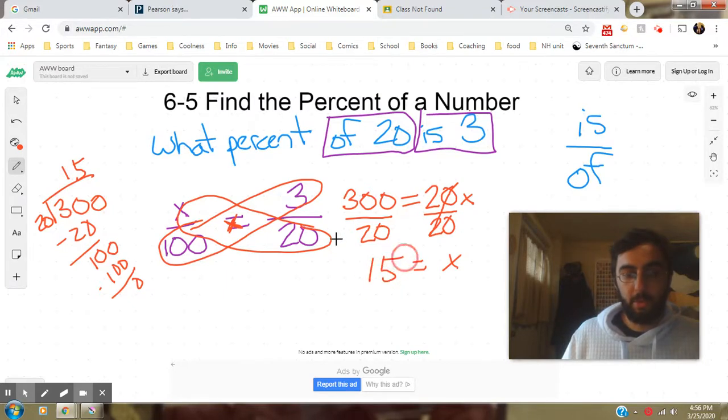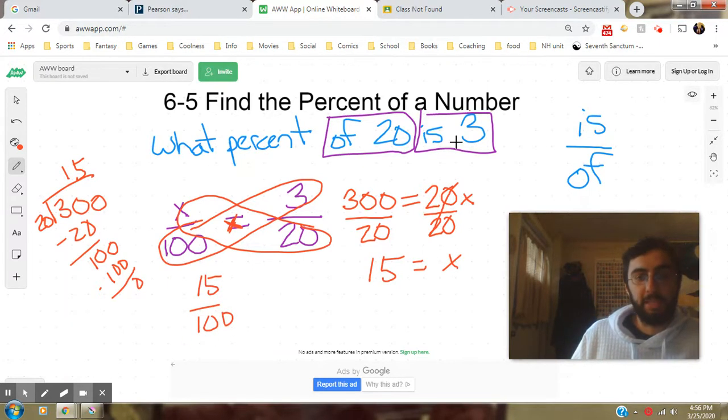So now we know that x is 15. So what percent of 20 is 3? 15%, because 15 is going over 100. Anything over 100 is the percent. So 15% of 20 is 3. So what percent of 20 is 3?